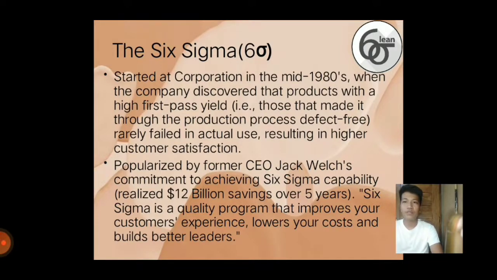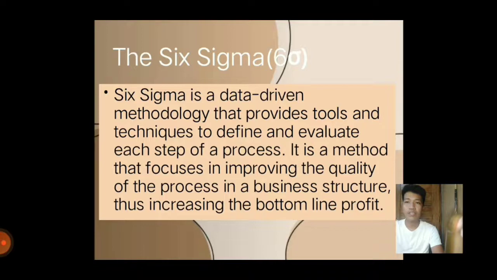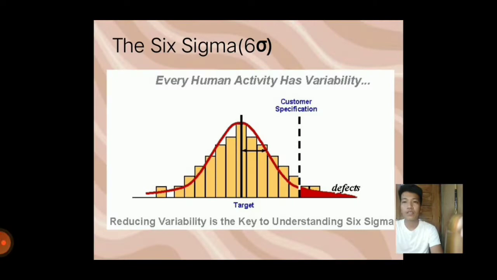So, Six Sigma is a data-driven methodology that provides tools and techniques to define and evaluate each step of a process. It is a method that focuses on improving the quality of the process in business structures, thus increasing the bottom line profit. Every human activity has variability, so reducing variability is the key to understanding Six Sigma.